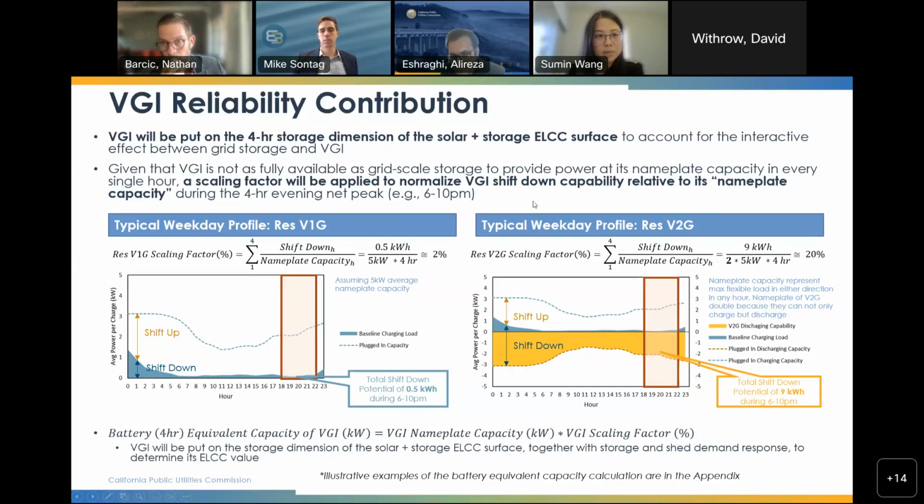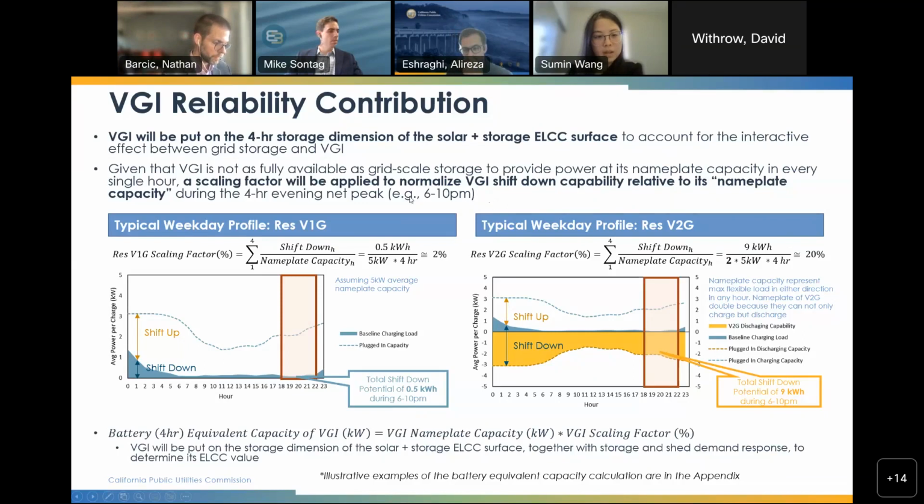But for V2G, because it has much more capability to shift down during the 4-hour window, the shaded blue and the shaded yellow area added together is around 9 kilowatt hours. We will use that total shift down potential and divide it by the nameplate capacity to get its scaling factor. But because V2G can not only charge but discharge, its nameplate capacity when we model it will double. So the denominator is 2 times the 5 kilowatt times 4 hours to give us the total nameplate capability. So the residential V2G scaling factor will be around 20%, much higher than 2% for residential V1G.